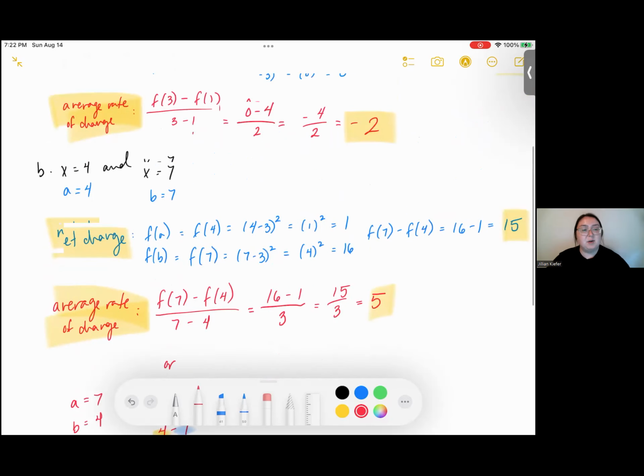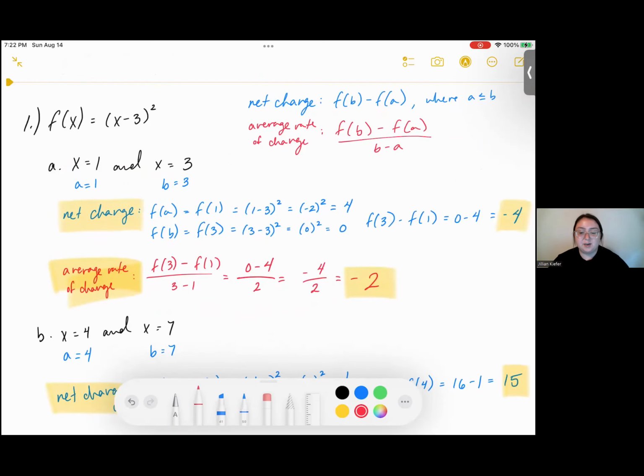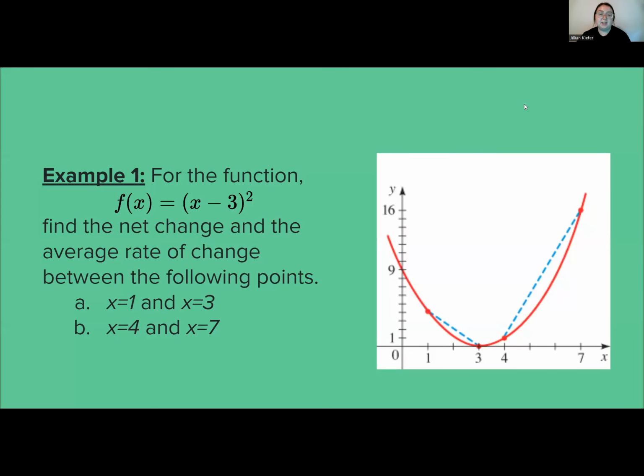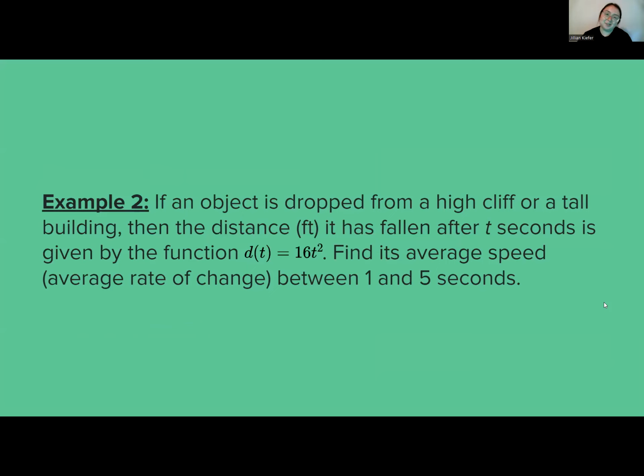All right. That wraps up our first example here. So let's go on and head back over to our lecture. All right, so we just wrapped up example 1. Here again is that visual. So we saw that between the values of 1 and 3, we actually did have that negative slope. So we see that line is kind of going down. And we had a positive slope between 4 and 7. So we saw that line going up as well. So those were indicators on if we should have negatives or positives for our answers. But all right, let's go ahead and move on to example 2. Here we go.